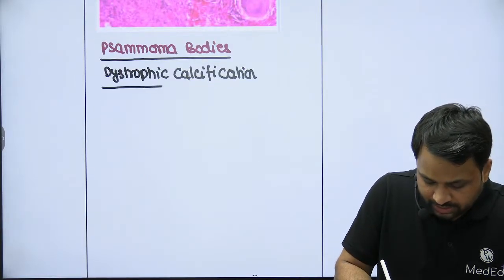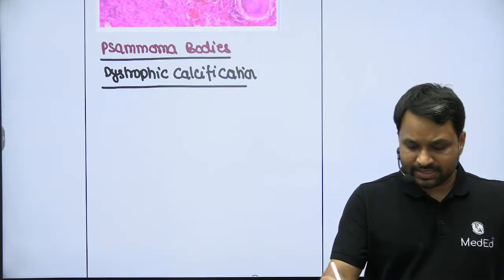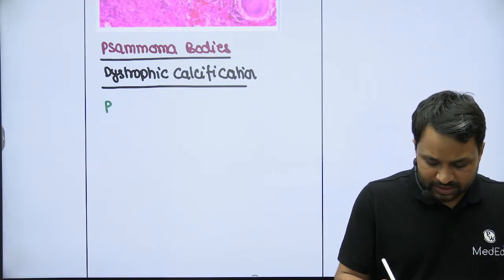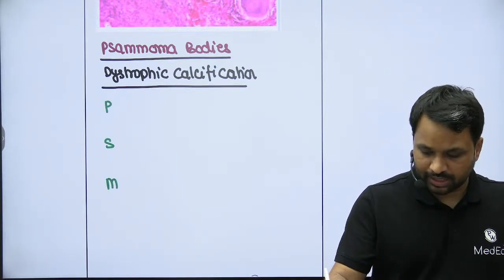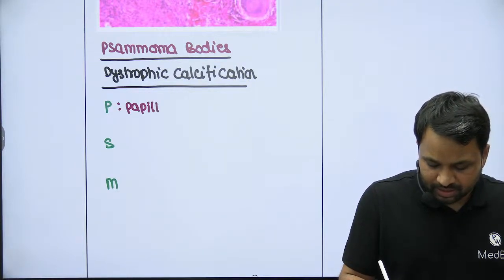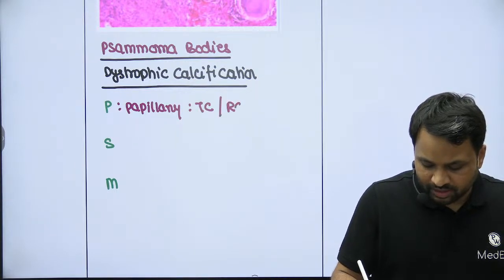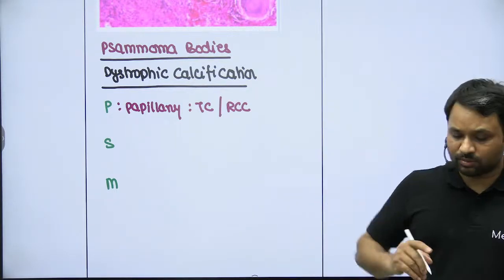So what are the sites where you will see this dystrophic calcification? The sites where you can see Psammoma bodies can be remembered by your favorite subject, that is your PSM, right? P stands for what? It stands for the papillary variant of thyroid carcinoma or papillary variant of renal cell carcinoma. Both of them will have Psammoma bodies.